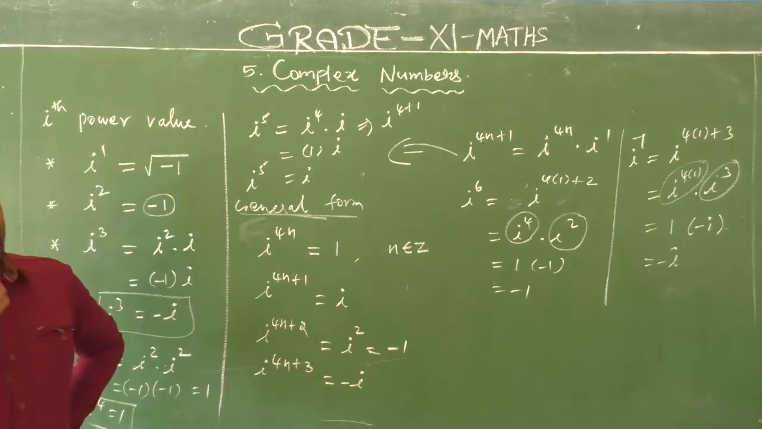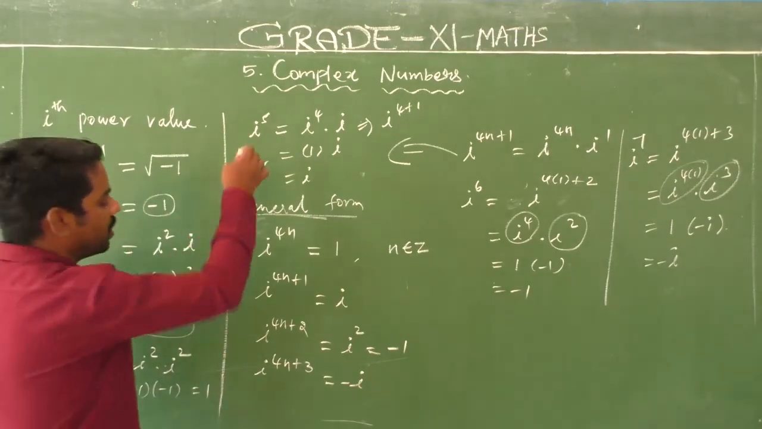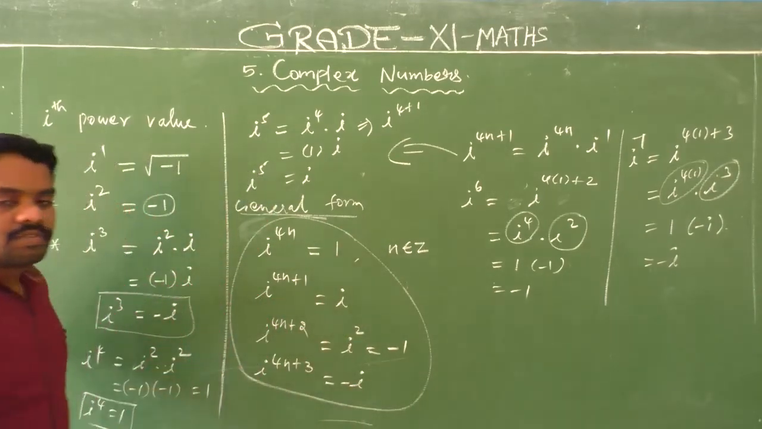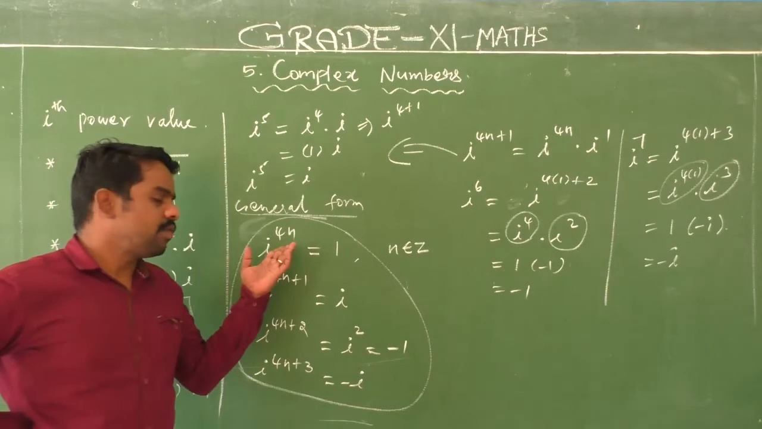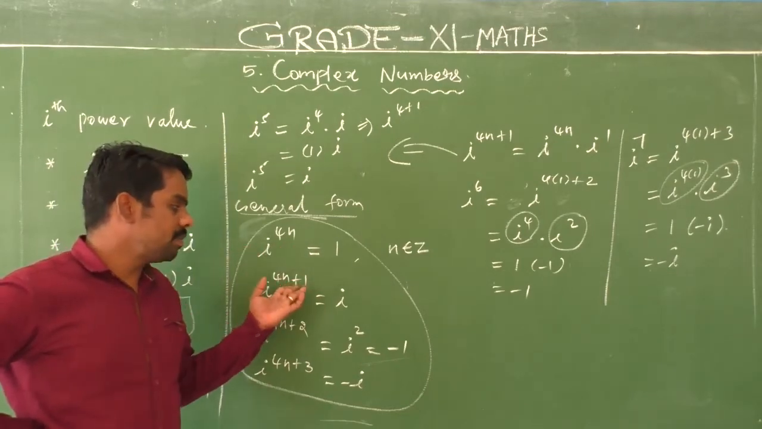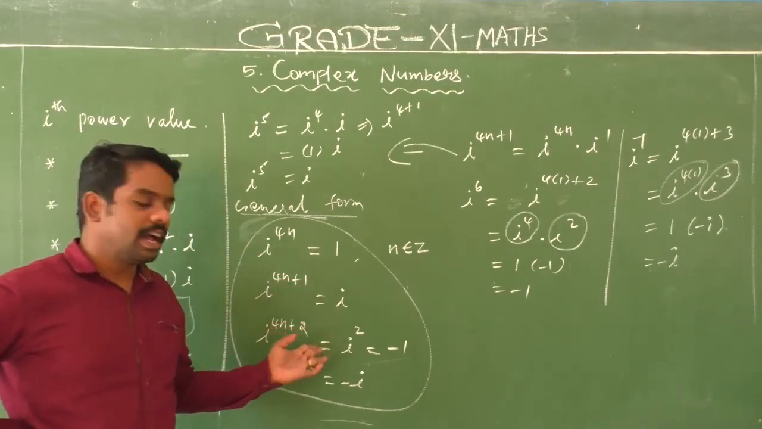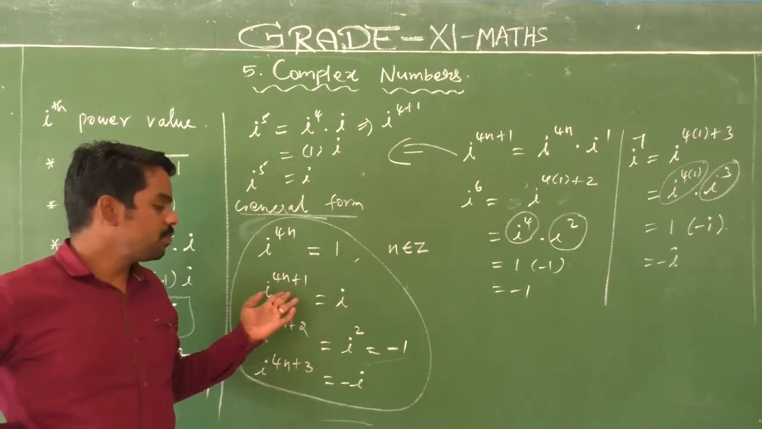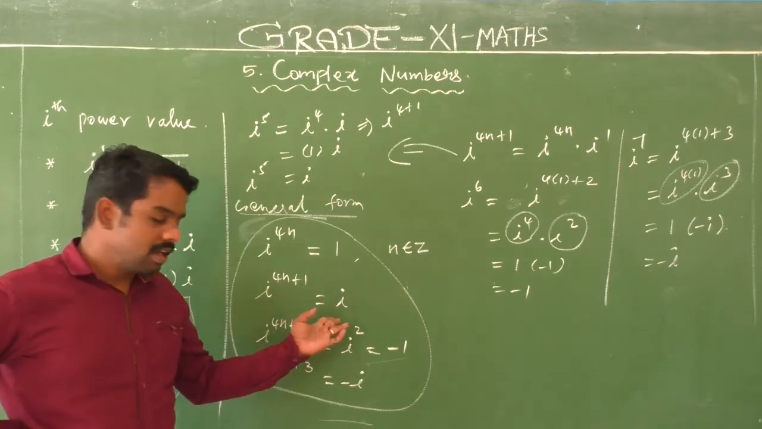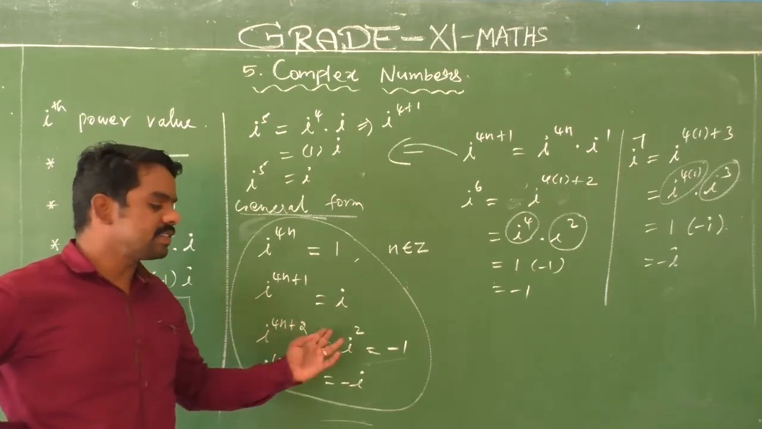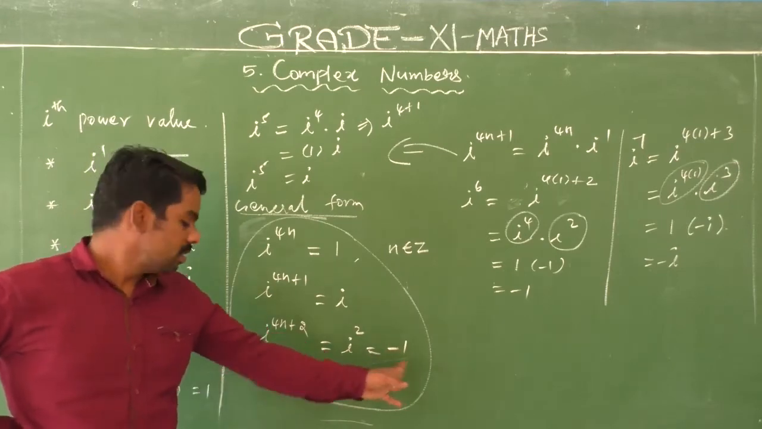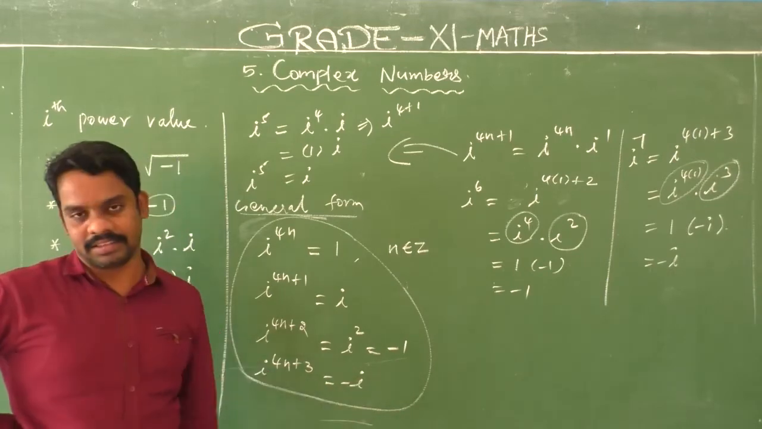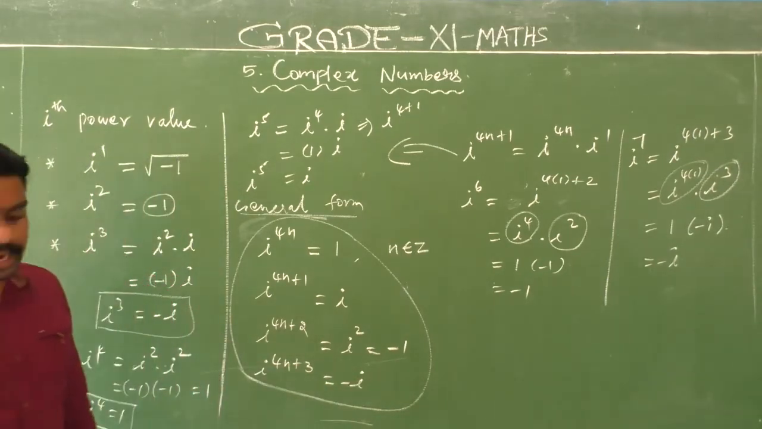Any greater value of i to a power is written in these four forms only: fourth multiple, fourth multiple plus 1, fourth multiple plus 2, and fourth multiple plus 3. i power fourth multiple has value 1. i power fourth multiple plus 1 has value i. i power fourth multiple plus 2 is i square, that is minus 1. i power fourth multiple plus 3 is i cube, that is minus i.